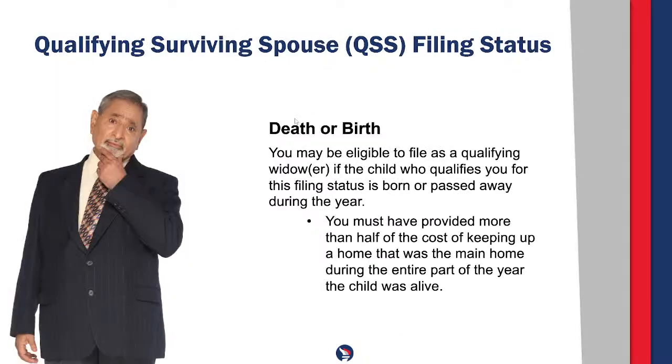Unqualified surviving spouse, death or birth, you may be eligible as a qualified widow or qualified surviving spouse. I prefer, this is the old term, qualified widow or widower. That's the old term. 2 years ago they changed it to this QSS. I like it better. It's just easier. So you may be eligible to file as a qualified surviving spouse if the child that qualifies you for this filing status is born or passed away during the year. We've already seen this rule before on the dependency lecture. It's the same one, so really nothing new here.